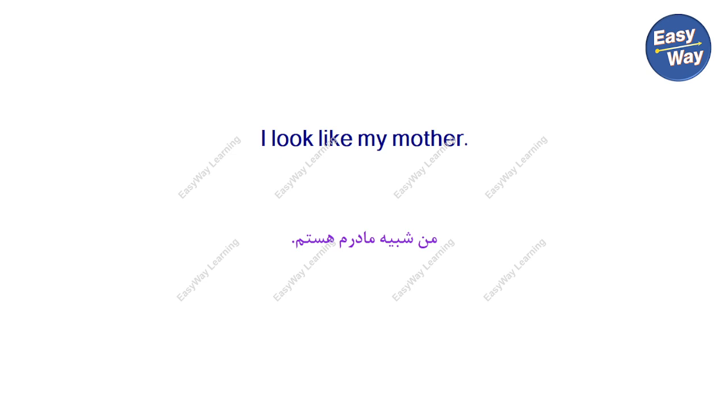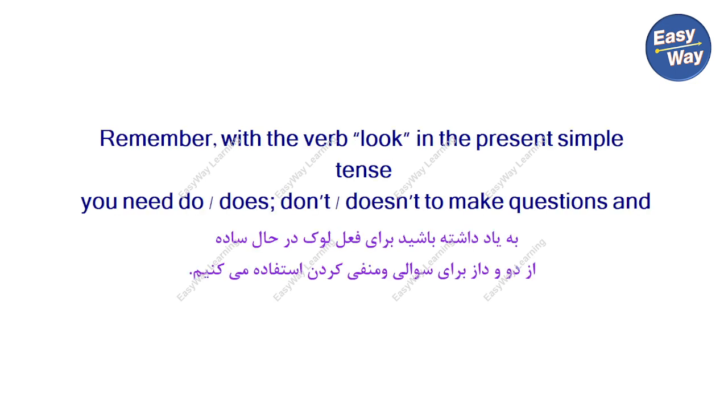I look like my mother. You look like your sister. He looks like his grandfather. Remember, with the verb look in the present simple tense, you need do/does, don't/doesn't to make questions and negatives.